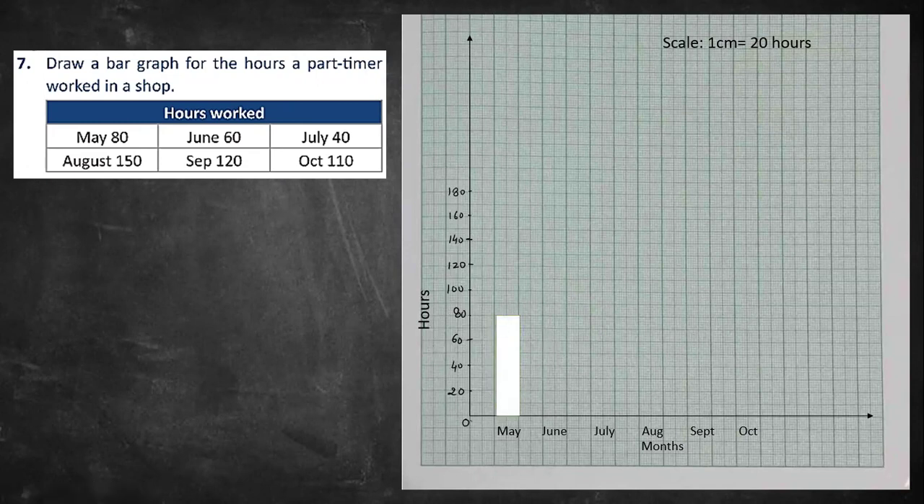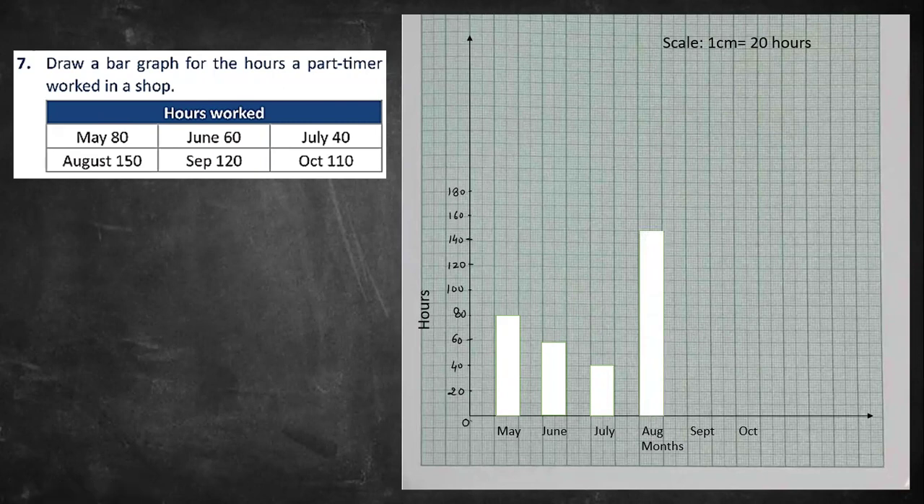Now for June month, it is 60 hours. 60 here. So for June month, 60 hours. For July, 40 hours. So here July 40 hours. August 150. So 150 will come between 140 and 160. This one point will be 150. Okay. So yes, we have drawn till 150.